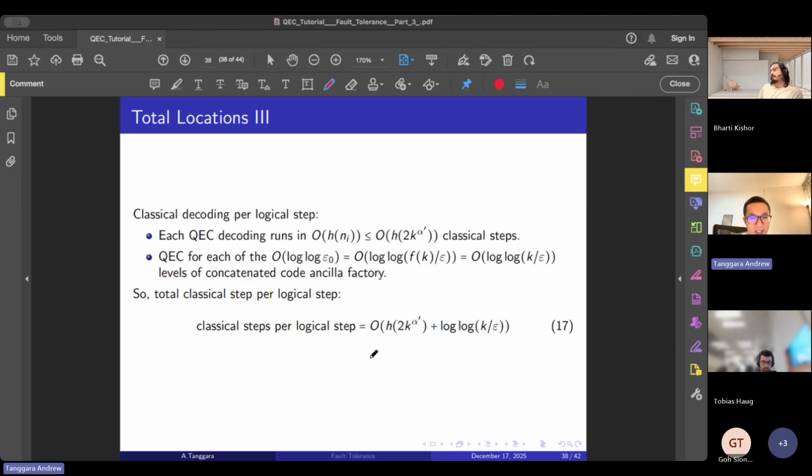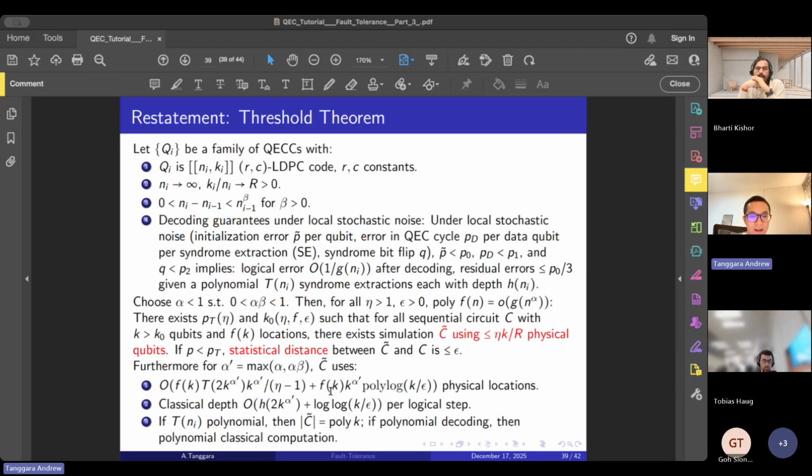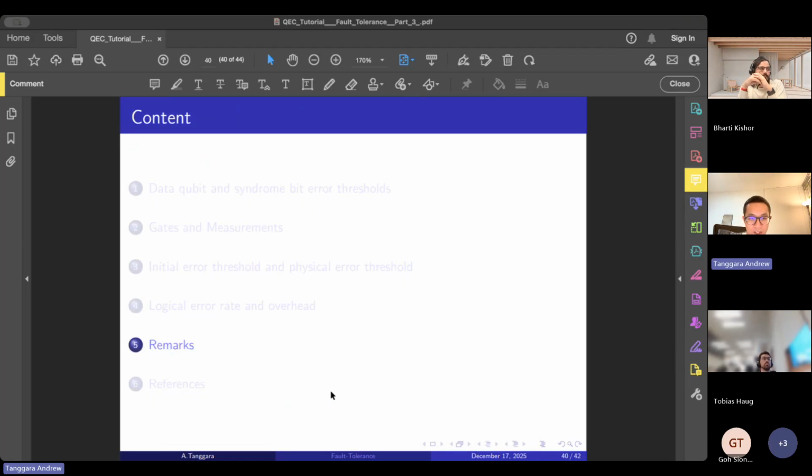So basically, I'm just going to skip the result. If each decoding runs in this time, it's basically h of some polynomial of k. So if h is polynomial, then this is still a polynomial in k, which is fine. In total, it's going to be polynomial overhead. We just showed that.